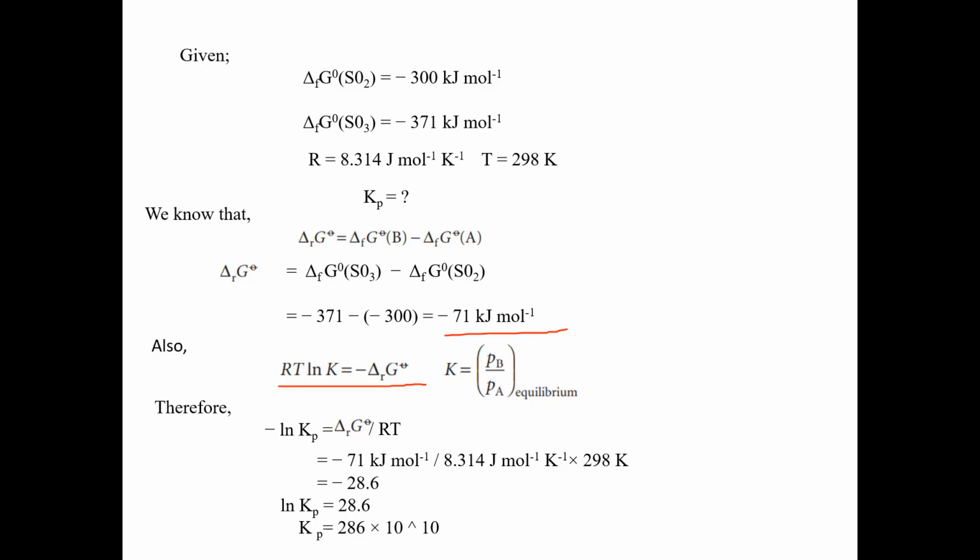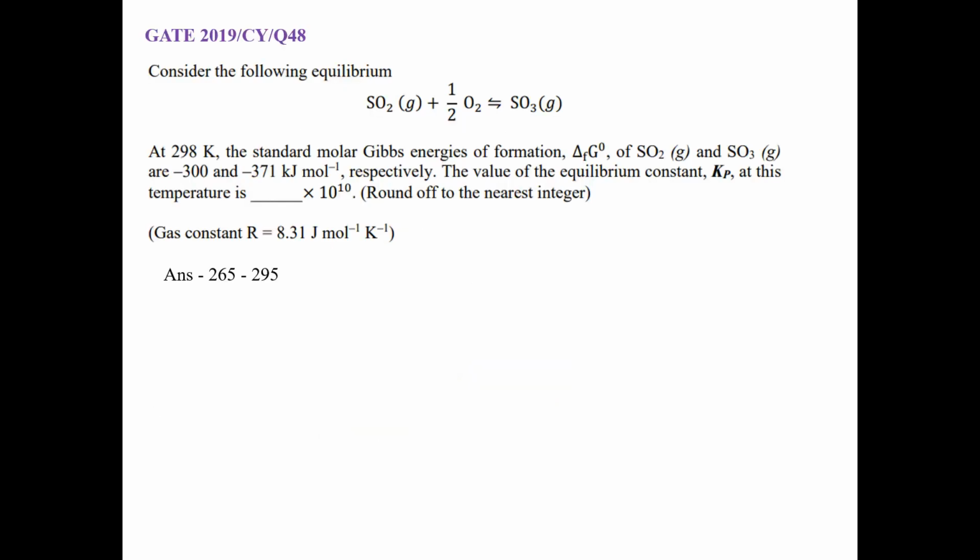Here, delta RG0 is in kilojoule. We need to convert it to joule. So the final answer for ln Kp becomes equal to 28.6. We are asked to find out the value for Kp. Kp is equal to 286 into 10 raised to 10. So the allowed answer range is 265 to 295, where our answer is 286.